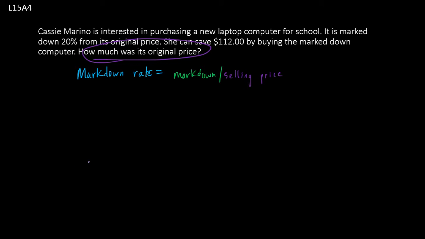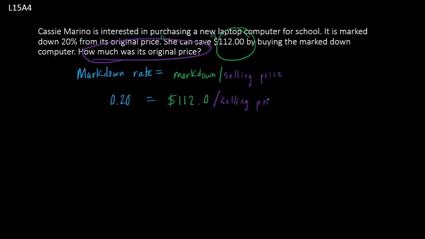So let's just move forward and fill in what we know. We know that the markdown rate is 20%, so I use 0.20. She can save $112 by buying the marked down computer. That means that's the value of the markdown. So that might have been a little tricky to recognize. By saying she can save, they're telling us the dollar value of the discount, or the dollar value of the markdown. So the markdown is $112. Okay. Now, maybe write that divided by selling price.